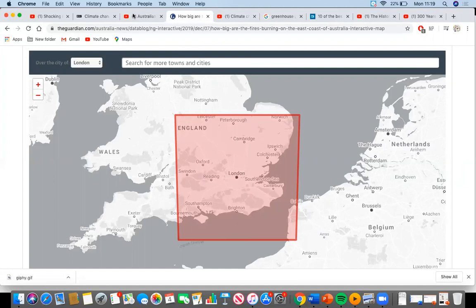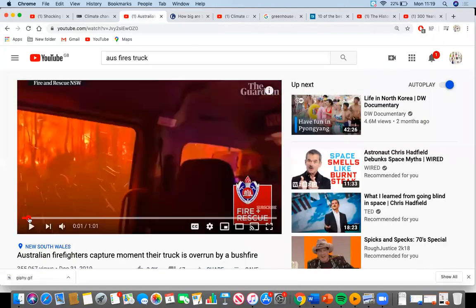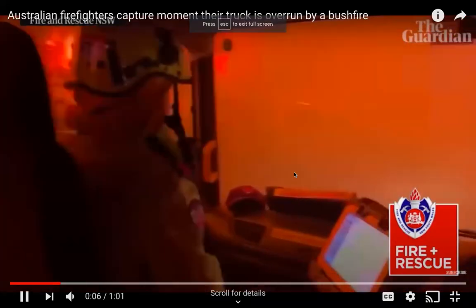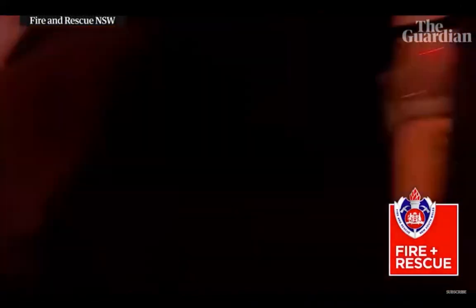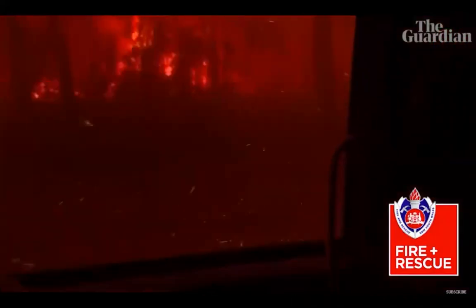And if you want to see a video of how severe a bushfire is, just have a look at this. So the firefighters won't hurt here because they have specialised equipment, but scary, scary, scary stuff. Watch 38 coming down.